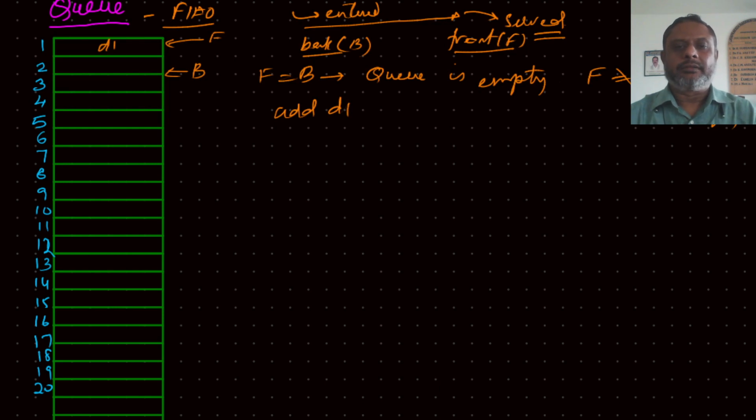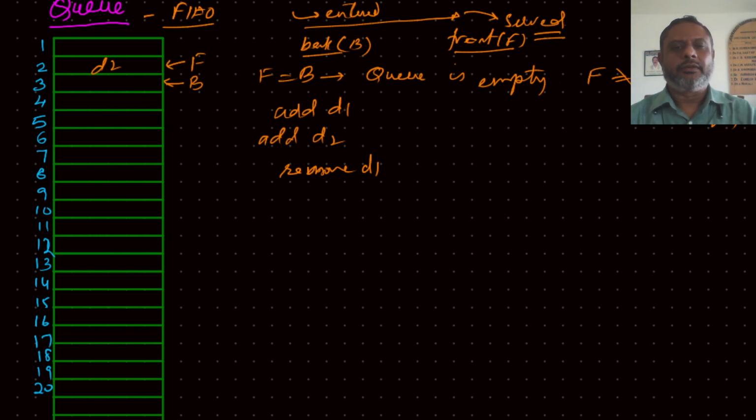Okay, what next? D1 is added, so the time has not yet come to use D1. Before using D1, a second data came in, so that gets location 2, and B shifts to the next one. So now B is showing location 3. Now if you think that the time for D1 has come, you need to remove D1 from the queue, then D1 moves out. And definitely now the next in the queue is D2. So if you want to remove, then D2 will be removed.